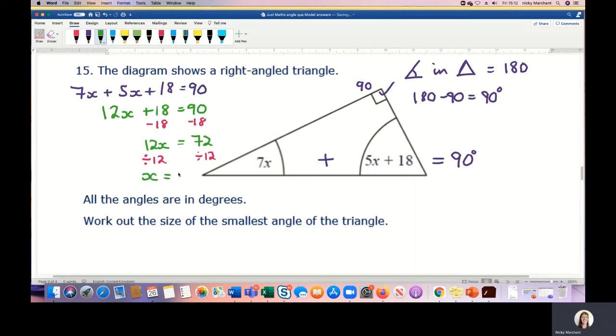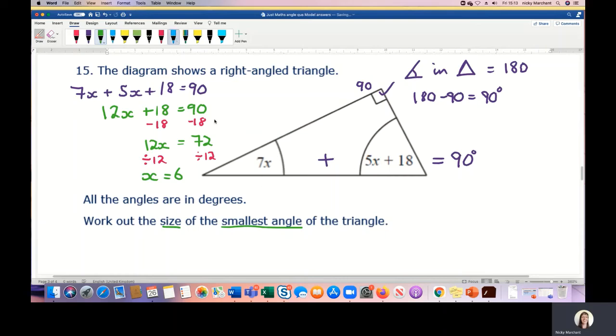And 72 divided by 12 is 6. So x equals 6. So let's look at the question though. Work out the size of the smallest angle. Some people might think, oh, must be this because it's just 5x. But actually, it is this one. But we need to prove which one's the smallest, so we need to do substitution again.